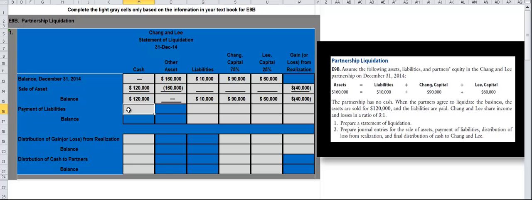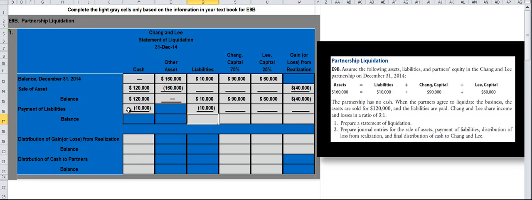In the next step, we're going to pay our liabilities, and it says that we paid our liabilities. We owe $10,000 in liabilities, so we're going to take cash and decrease it by the $10,000 to pay off our liabilities. Once we pay off our liabilities, we no longer owe them, so we'll also decrease our liabilities by $10,000. And then nothing happens to Lee's capital or Chang's capital. And we don't have a gain or loss recorded when we're paying off our liabilities, so we have a zero there. But then we're ready to calculate our new balance.